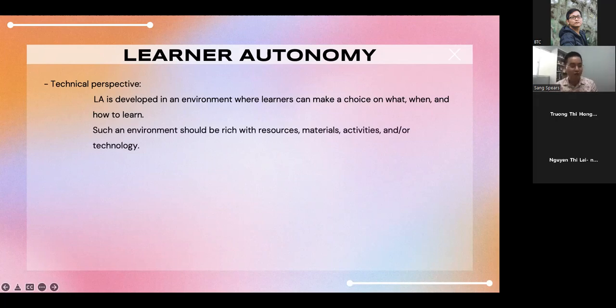So this environment, when you create it for your students, should be rich in resources, in materials, in activities, and/or technology. So why do I add "and/or" here? Because later, when I introduce some teaching models or methods, some of them may have technology involved, but some of them may not. So as long as the environment is rich with resources, with books, with materials, with well-designed activities and/or technology, then it can boost and trigger students' or learners' autonomy.